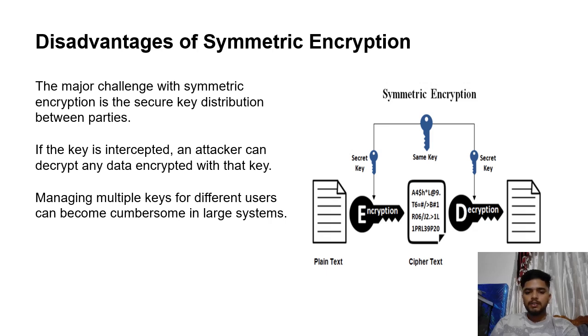So the disadvantages of symmetric encryption are: the major challenge with symmetric encryption is the secure key distribution between the parties. If the key is intercepted, an attacker can decrypt any data which is encrypted with that key. Managing multiple keys for different users can become cumbersome in large systems. In symmetric encryption, the secret key encrypts plain text into ciphertext, and the same key is used again as the secret key for decryption of that ciphertext into plain text.